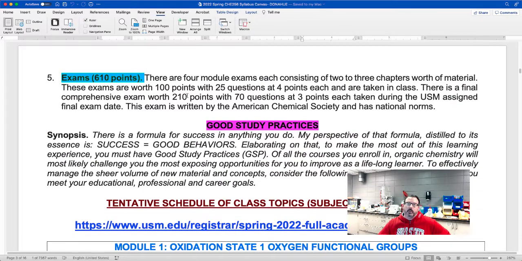So exams, this is where the majority of your points are going to be assigned. There are going to be 4 module exams, each worth 100 points. So that's 400 points for the module exams. The final exam, which takes place at the end of Module 5, is worth 210 points. And that is a cumulative exam provided by the American Chemical Society that has 70 questions, and I've assigned 3 points per question.